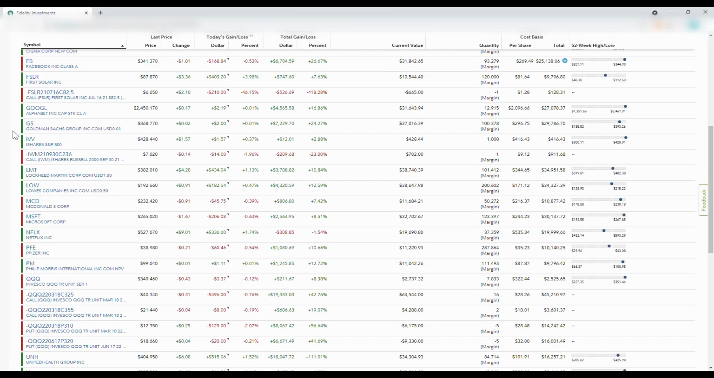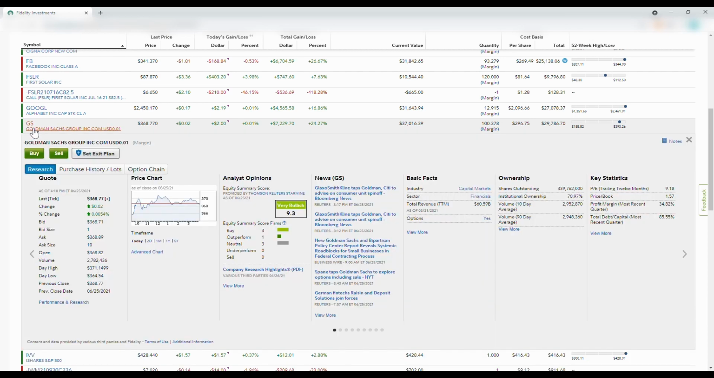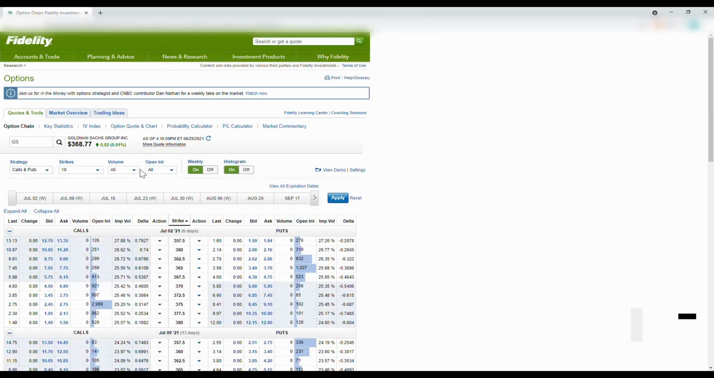Now let's go over a real-life application. I currently hold 100 shares of Goldman Sachs. I'm up 24%, and let's say that I anticipate that Goldman Sachs will drop in the short term, so I'm going to purchase a put position to hedge against my long position.